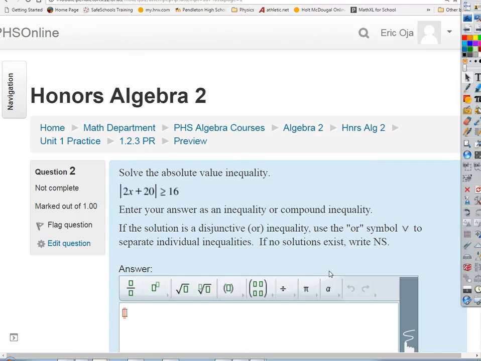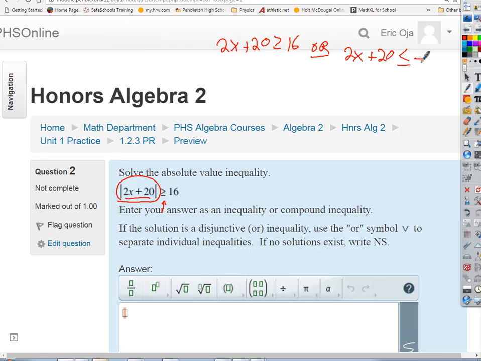Okay, same kind of thing. This time we can see that the absolute value is by itself, and it's greater than or equal to a number, but we treat that the same. So that means we've got to make the other type of trade. Now, whatever's inside the absolute values is either going to end up being greater than or equal to, in this case, positive 16, or what's inside the absolute values is going to be less than or equal to negative 16. And we'll just solve both of those inequalities.